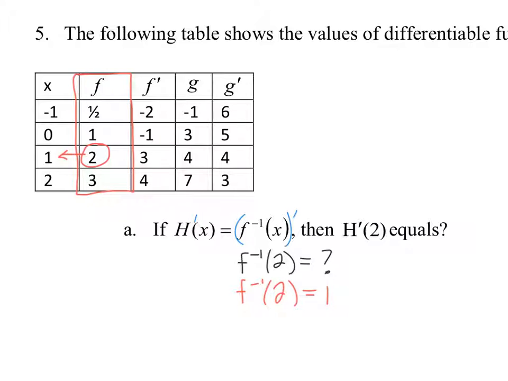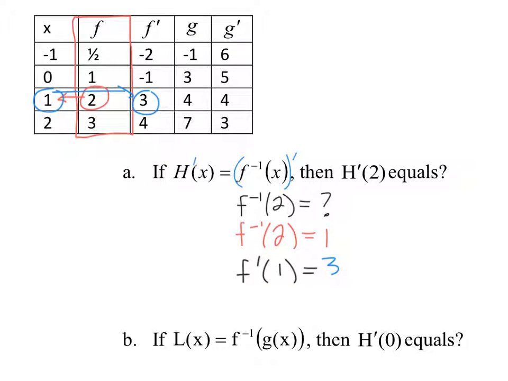All right, so then what I want to do is find the derivative of that 1. What would be the derivative function at the x value of 1? 3. All right, so we're going from here to here. And then the final step would just have us taking the reciprocal of that. So h prime of 2 would be equal to 1/3.